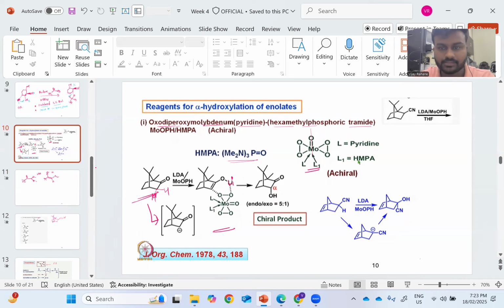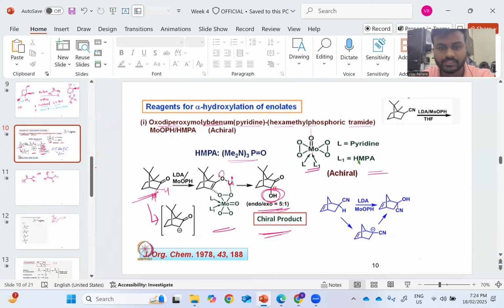So when hydrolysis of this occurs, we get the alcohol which will be alpha, directing downward, and again this keto enolate, since this enolate got back, we get the exo product in this case. So the ratio is also given, exo to endo 5:1. So basically we get the chiral product. Although we started the reagent with a chiral, the product we get here is the chiral product.